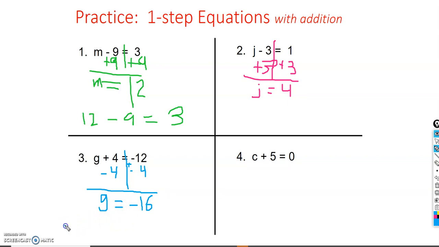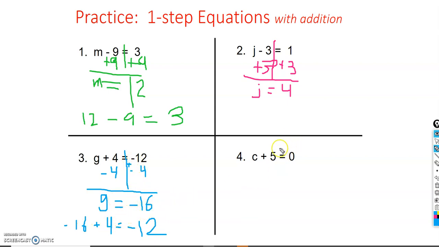Let's check this. Negative 16 plus 4 equals, well, now I have a war, don't I? Because I have opposite armies. I have a negative 16 and a positive 4. This is a war. That means someone must be eliminated. A negative and a positive, I will be subtracting. 16 minus 4 is 12, and it looks like my negative army won. So we have a negative 12. So, awesome. It looks like our negative 16 was indeed a solution.